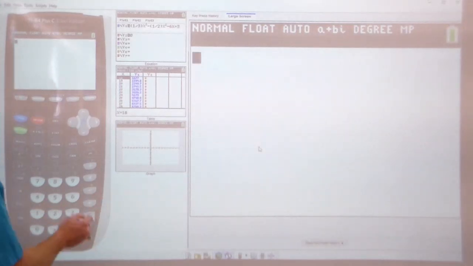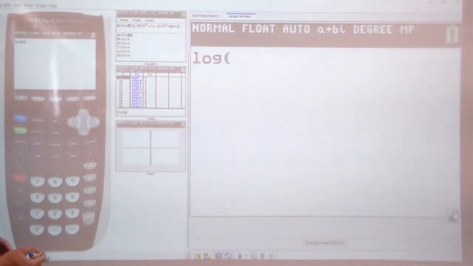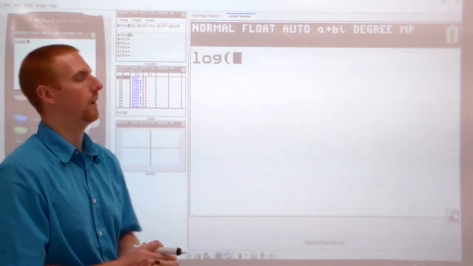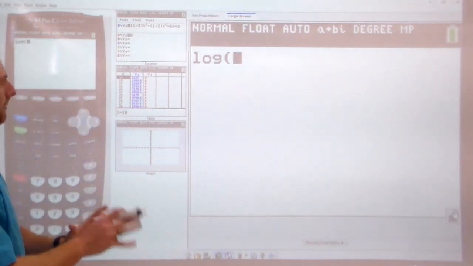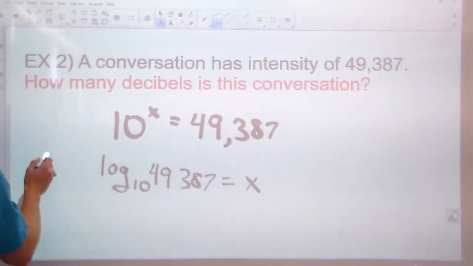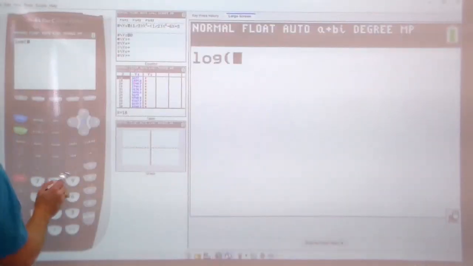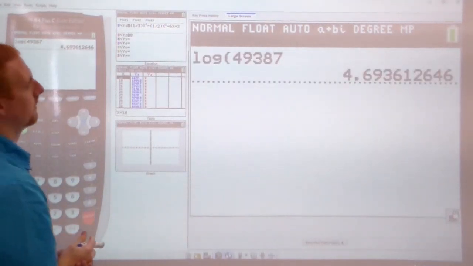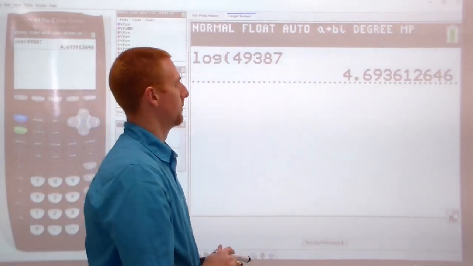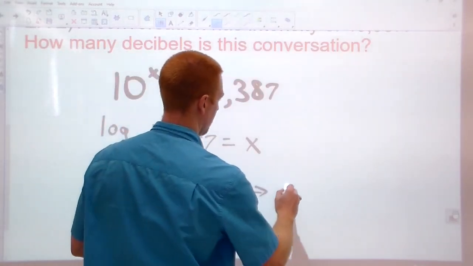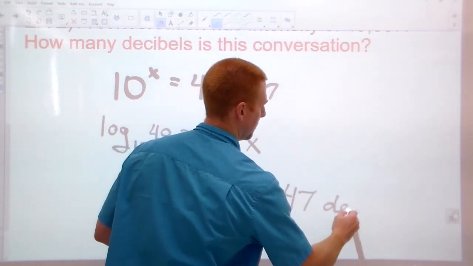So just to show you how it works, you hit the log button, and eventually we'll get into other bases besides 10. I'll show you how to do all that. But for log base 10, it's just kind of understood because we're in a base 10 system. And we're taking log of 49,387. And we get 4.69367, so about 4.7, which means if you're talking decibels, that's about 47 decibels.